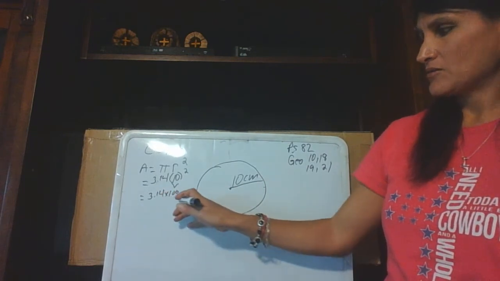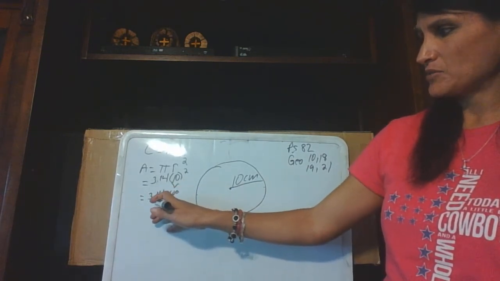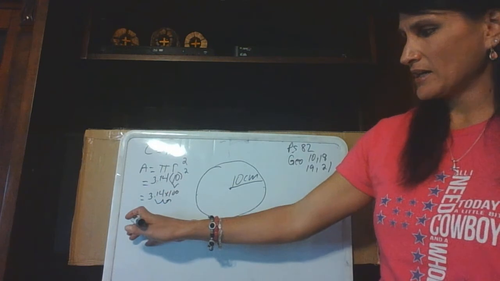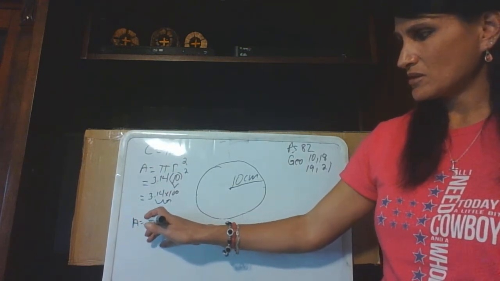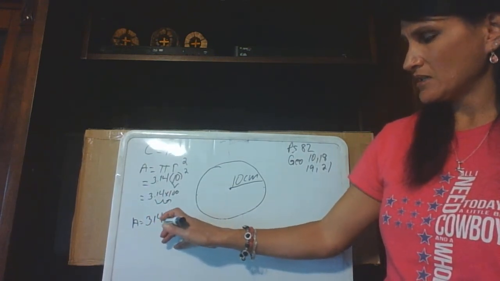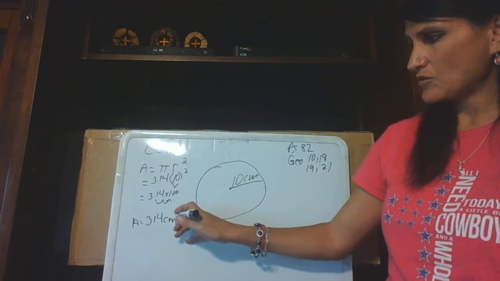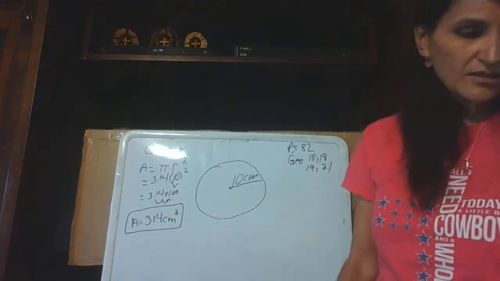Okay, now, because these are powers of 10, we simply move the decimal twice to the right and we get area equals 314 centimeters squared. Area is always squared.